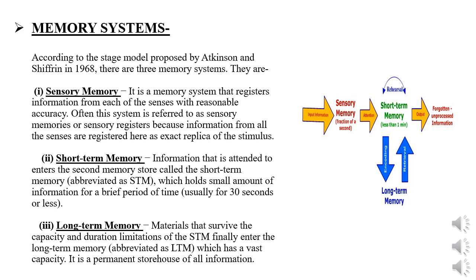So when we are in the environment, all the incoming information that we receive through our senses gets into the sensory memory. This sensory memory has a very large capacity, that is, it can hold a lot of information at the same time, but the duration for which sensory memory can hold information is very short, less than a second.